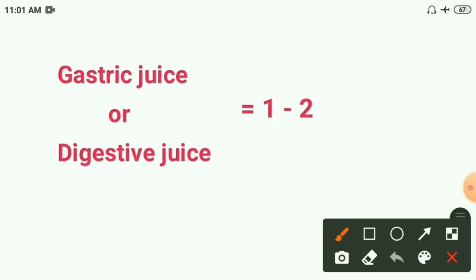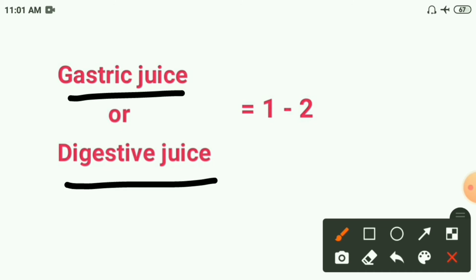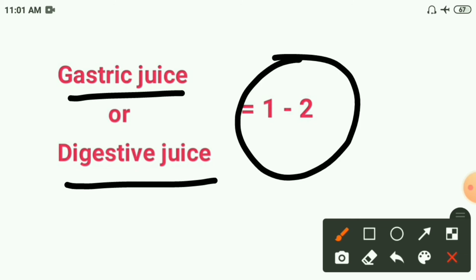The next one is gastric juice, also called digestive juice. It is produced in our stomach. Its pH value is between 1 and 2, so it is also a strong acid.